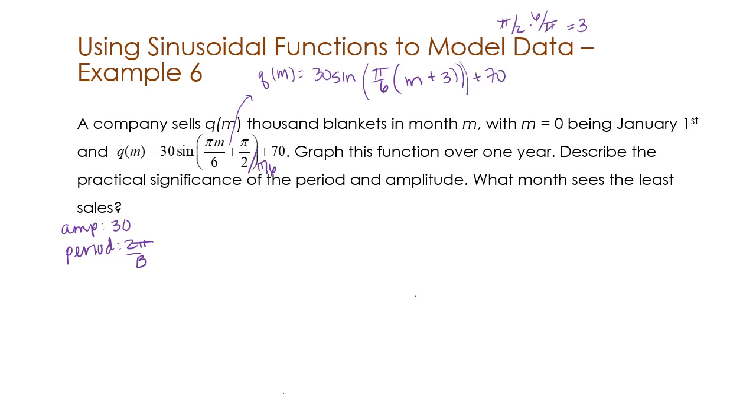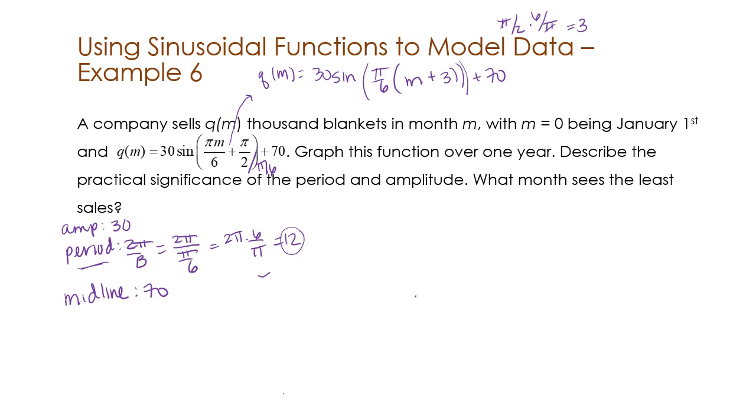Okay, so we've got period is 2 pi divided by b, so it's going to be 2 pi divided by pi over 6. So 2 pi times 6 over pi gives me 12, which makes sense because these x units are in terms of months, so that would mean the period is 12 months, so it follows 1 full year of the blankets that are being sold. So the midline is 70.